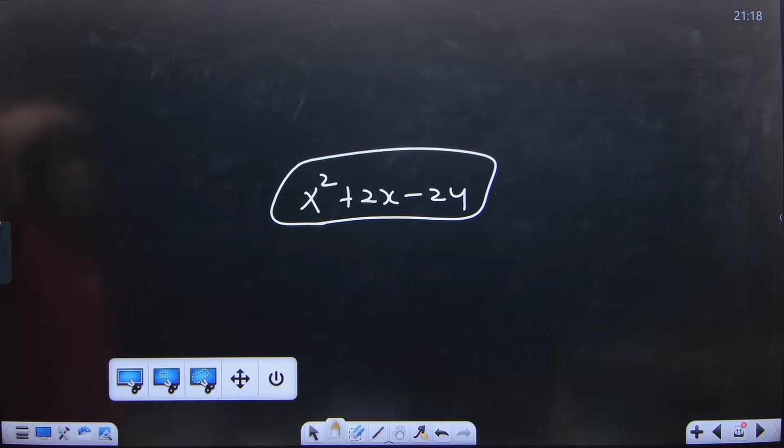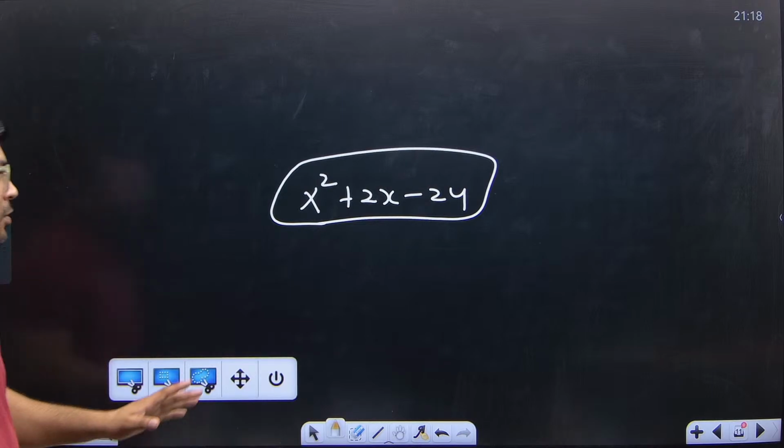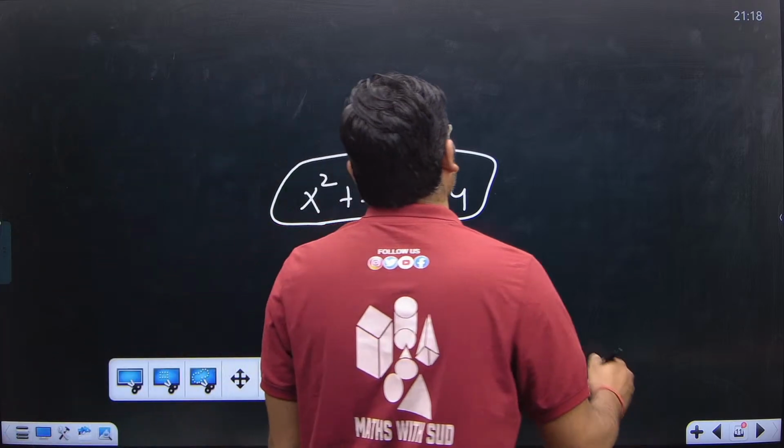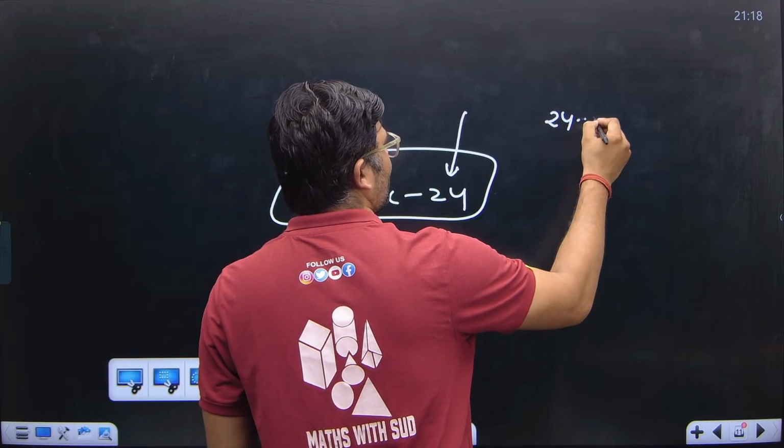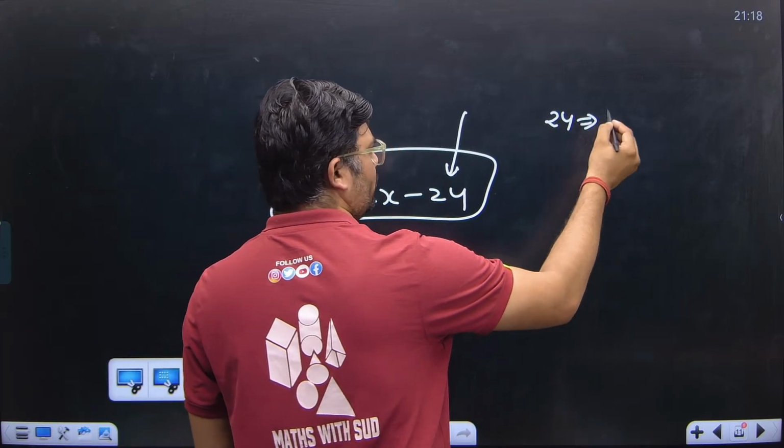Sir, so does it have to equate? No, not the same. The first thing you have to think of is this 24. You tell me all the factors of 24. How will you do that?